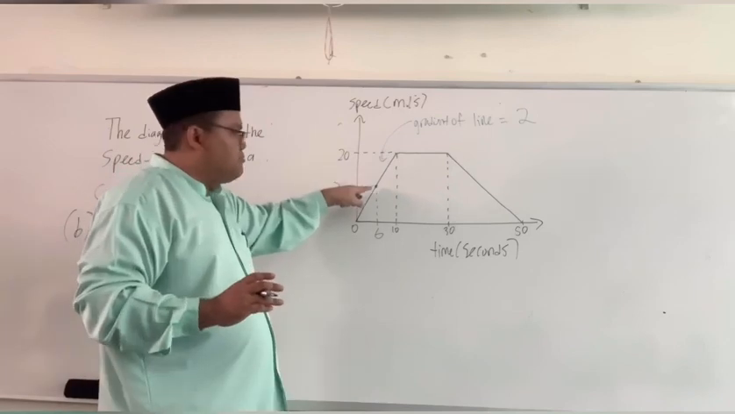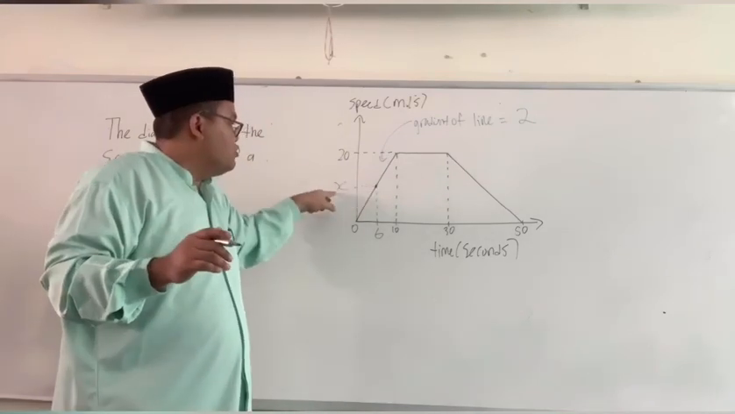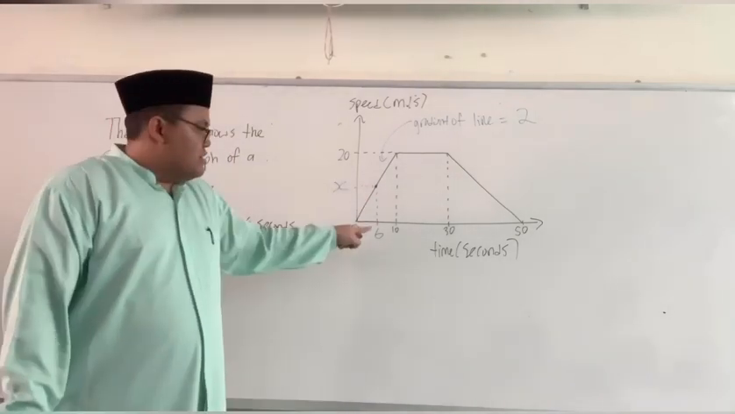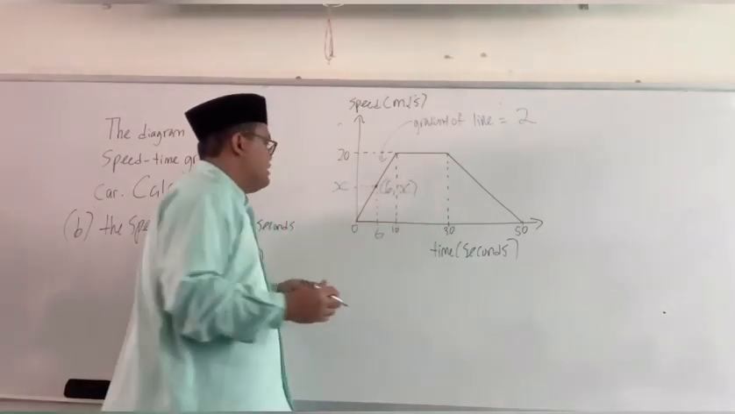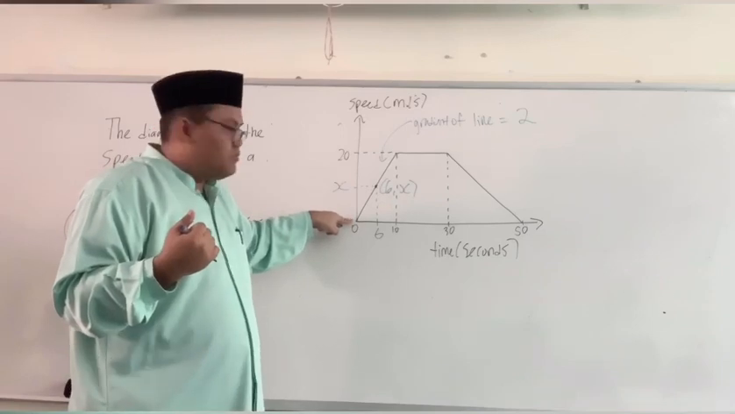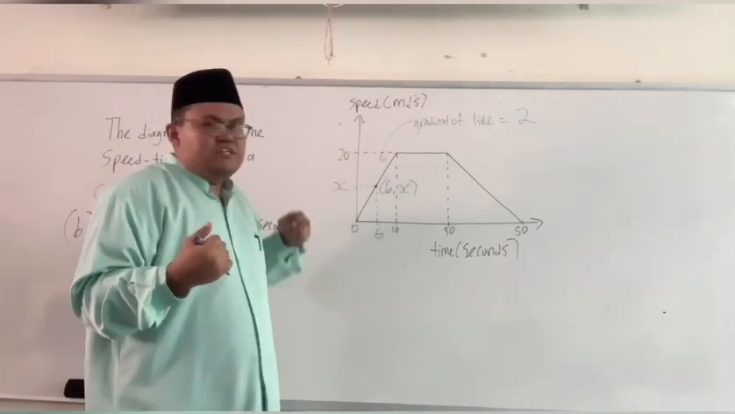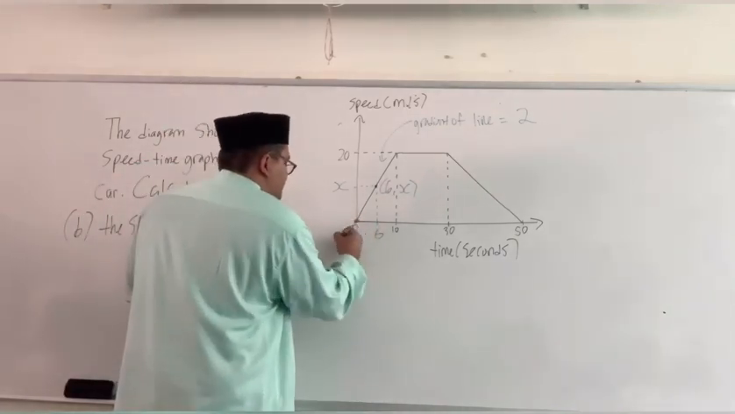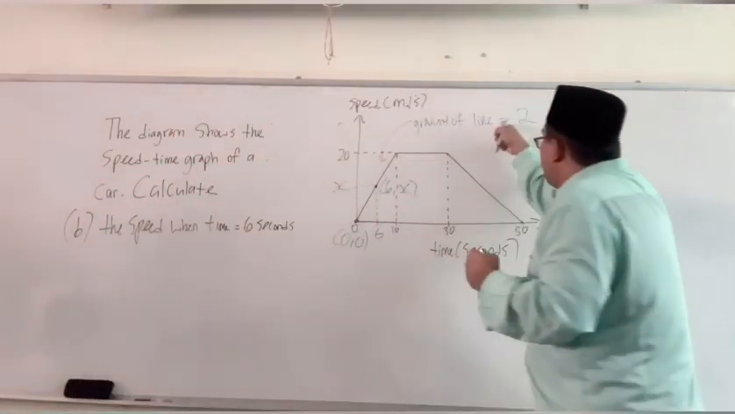So if I use this point, okay? Because we want to find this value, so we have to use this point. So this point, what is the coordinates? 6 and x. So let's choose another point that's easy to use. I can use this because this is 0, 0, or I can use this, which is 10, 20. So let's use 0, 0. 0, 0 is simple to use. Okay? So the gradient is 2.